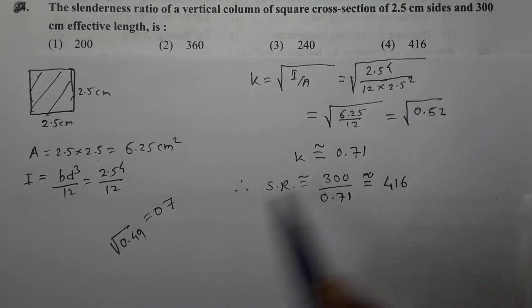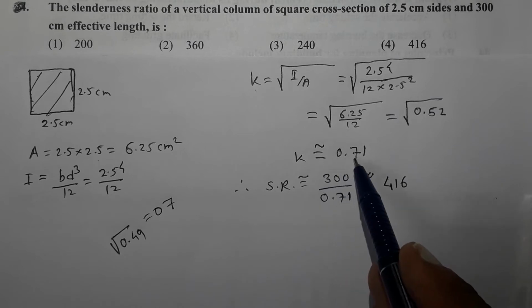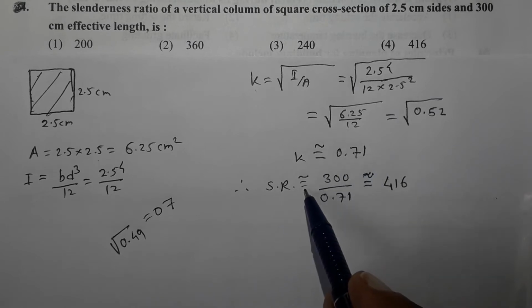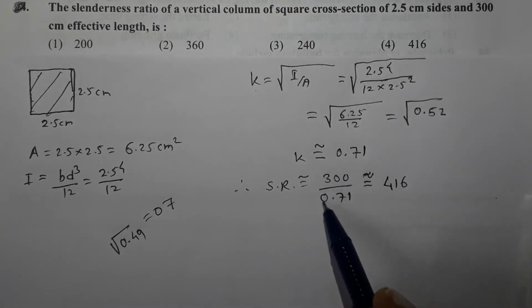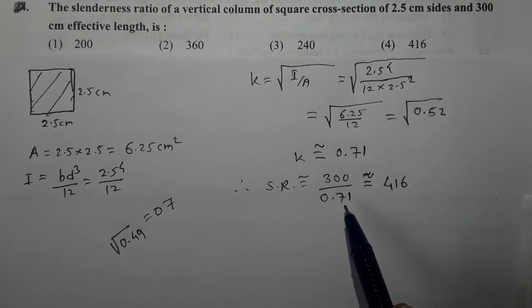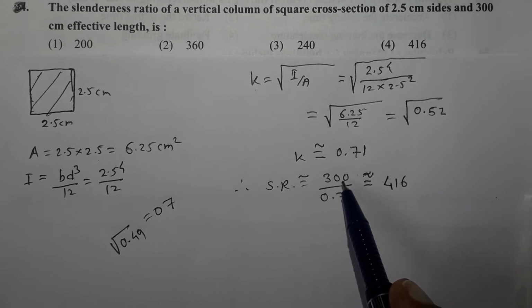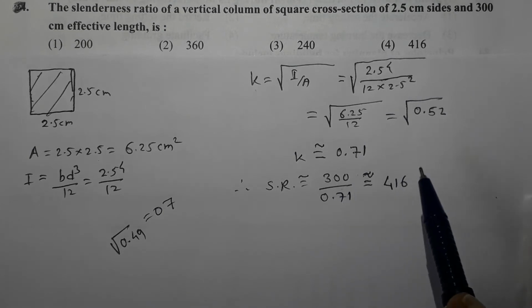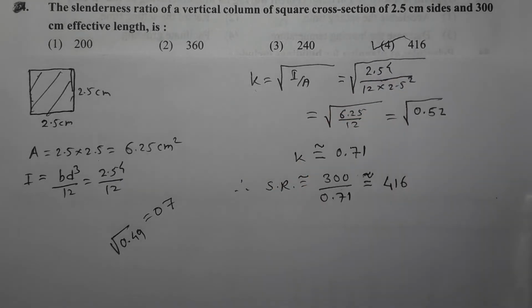So root of 0.52, which is slightly greater than 0.49, I am considering it as approximately equal to 0.71. So slenderness ratio is approximately equal to 300 divided by 0.71, and the resulting ratio must be greater than 300 or 360, because 1 upon 0.71 is approximately equal to 1.4. 1.4 into 300 is 420. So the closer value to 420 is 416, and that is why the correct option must be option 4.